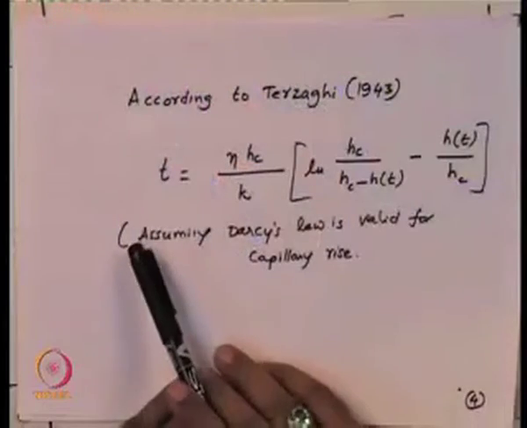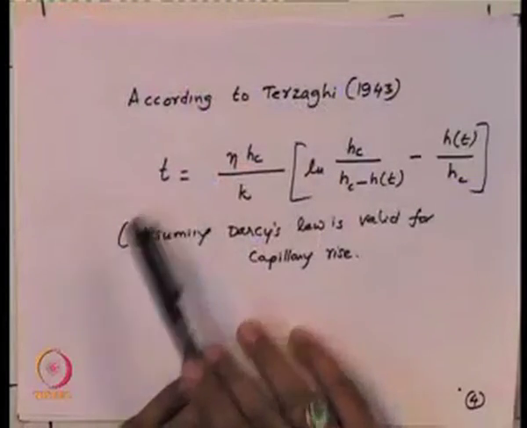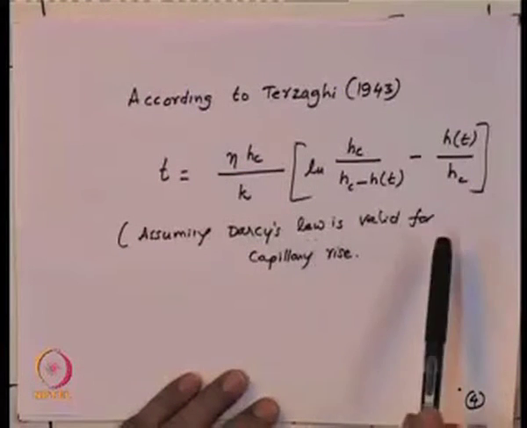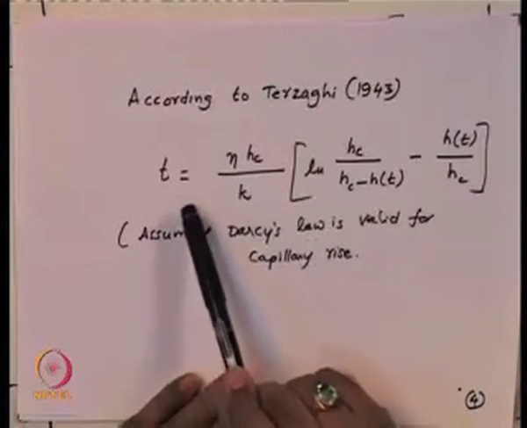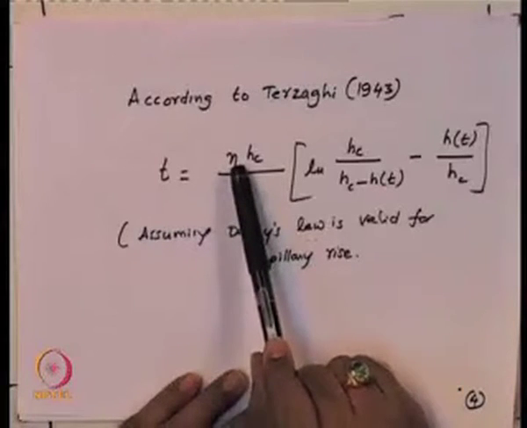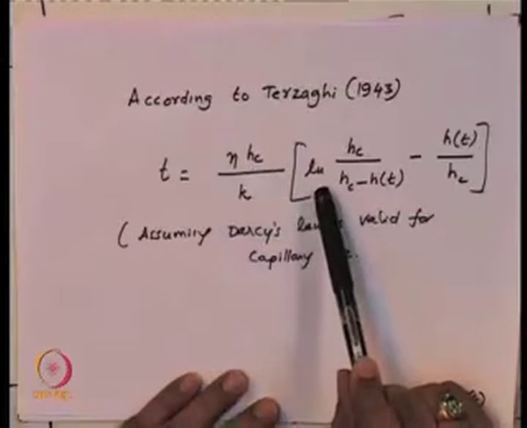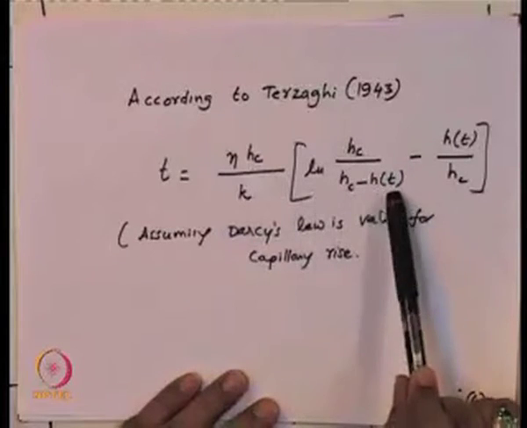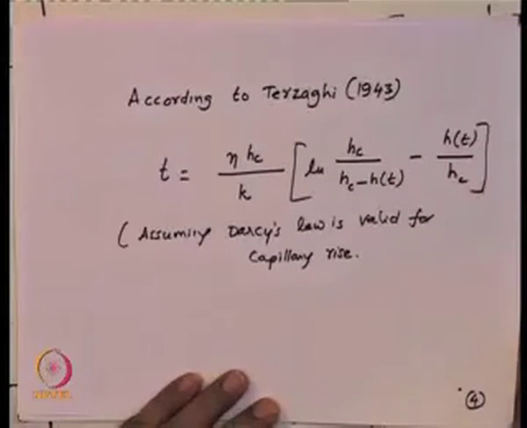But the derivation for the time required for the rise of capillarity is based on the assumption that Darcy's law is valid for capillarity, which is given by t is equal to n, the porosity, Hc by K into natural logarithm of Hc by Hc minus Ht, by Hc. This is an expression for determining the time. Here also, as in the previous expression, we notice that the lower the permeability, the larger the time it takes for the rise of water.